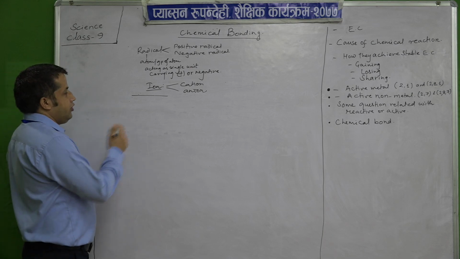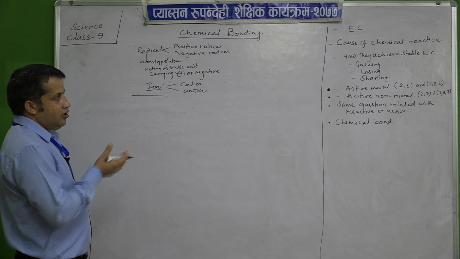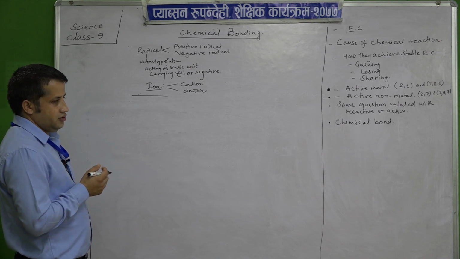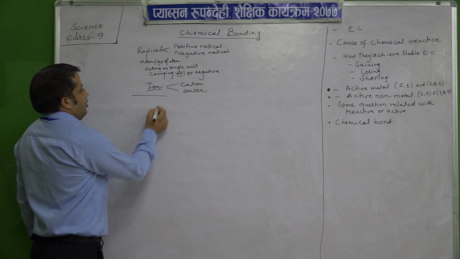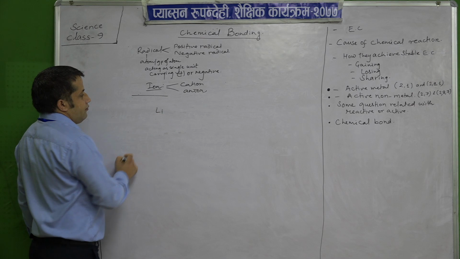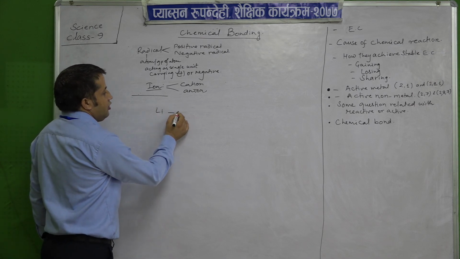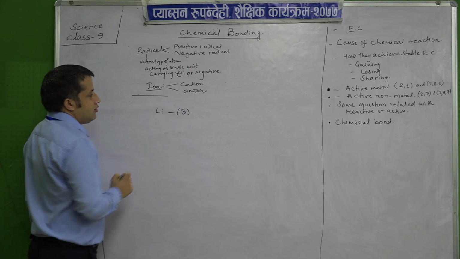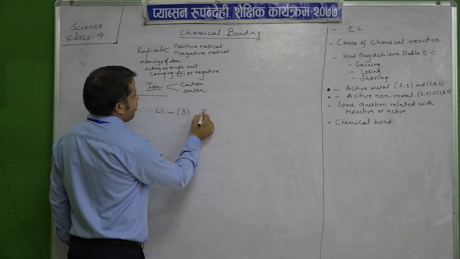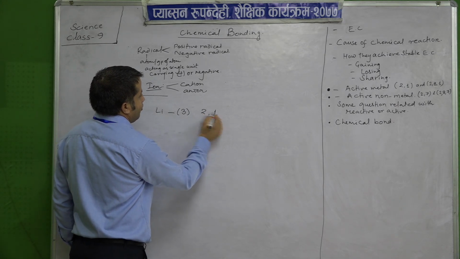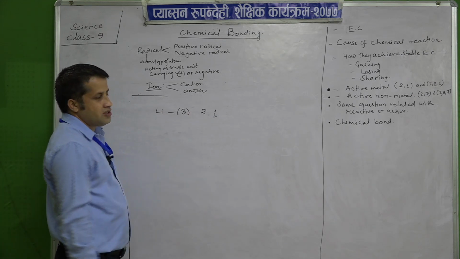So, now please look here on the board. Just now we have studied how they will achieve the stable electronic configuration, other than inert gases, like lithium. Okay, we have discussed earlier also, again I am repeating, lithium's atomic number is 3 and it has an electronic configuration of 2, 1. That means 1 electron is there in the outermost shell.